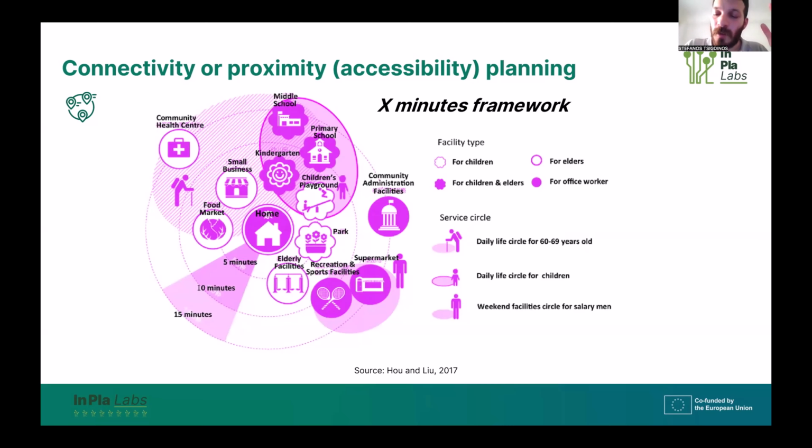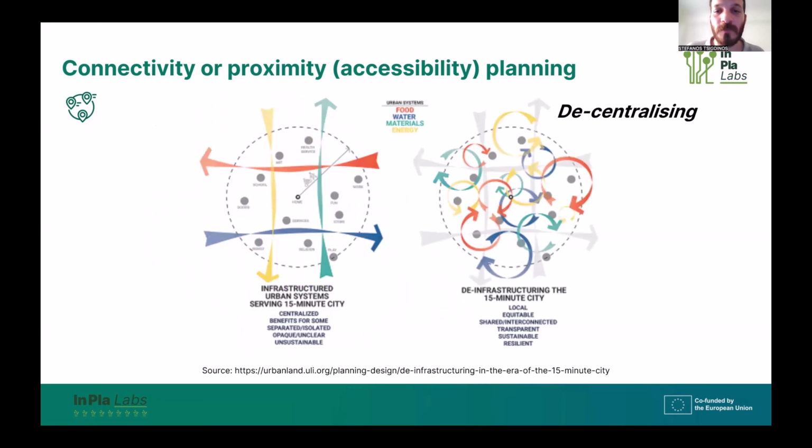And if we want to be sustainable, we should rely on public transport network, a sustainable network, a cycling network. So this is very important. We have connectivity and proximity. And another key aspect of proximity is about decentralizing things. So here we can see these two different approaches.